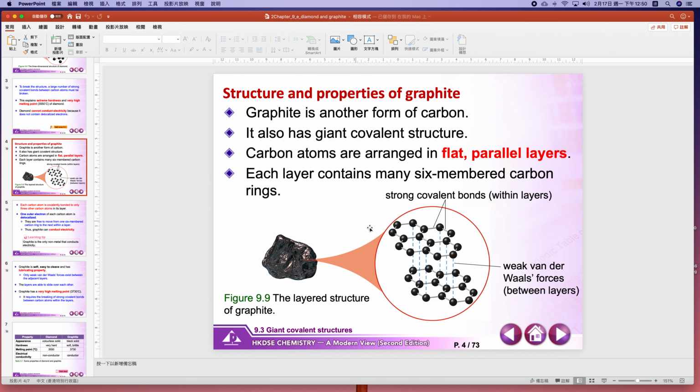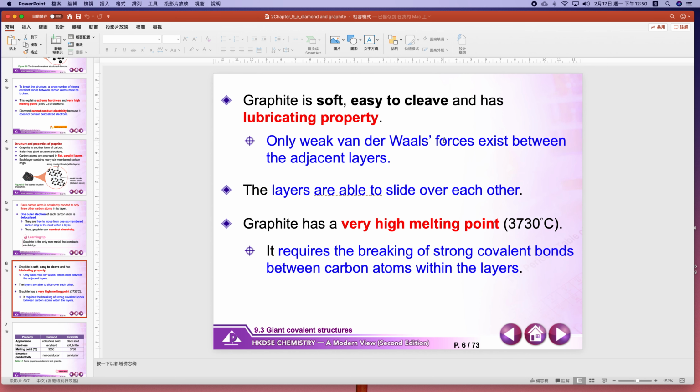If you refer to this picture again, you can see some dotted lines between the layers. Actually, the dotted lines mean the weak van der Waals forces existing between adjacent layers. As we know, compared with covalent bonds, the van der Waals forces are very weak. That's why the layers can slide over each other, contributing to the lubricating properties.